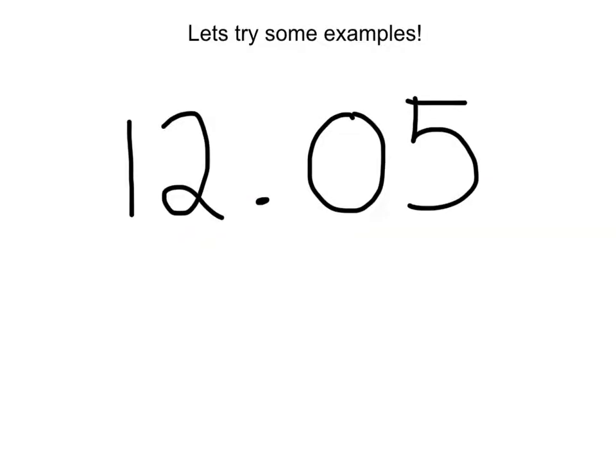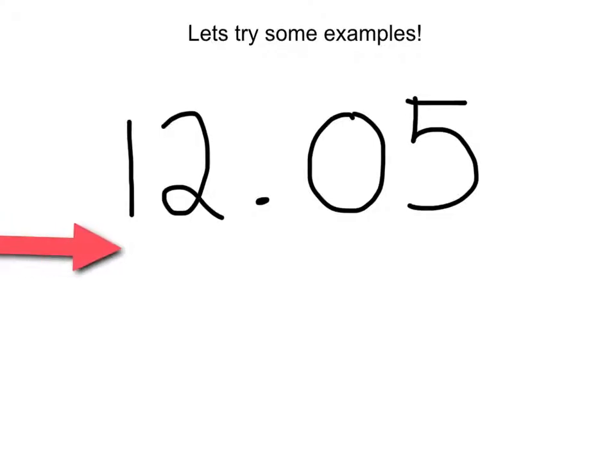Okay, let's try some examples. I have the number 12.05. First thing I want to ask myself is, is the decimal point present or absent? In this case, my decimal point is present. I can see it right here. Since it's present, I'm going to start from the Pacific, or the left-hand side of my number.